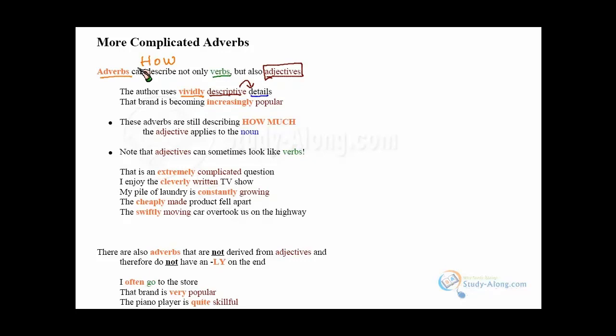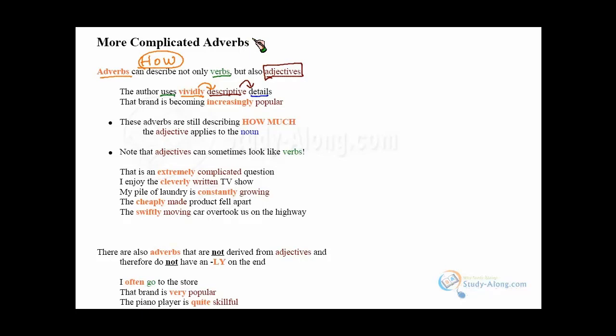So we're still back in this world of how, but now we're talking about how much this adjective really applies. How vivid are these details? So vividly, the adverb, is actually describing descriptive. We're not saying the author vividly uses descriptive details. We don't know anything about how the author uses anything. We don't have an adverb that describes that verb. Instead, our adverb describes the adjective descriptive. How descriptive are the details? They're vividly descriptive. Let's look at the next one.